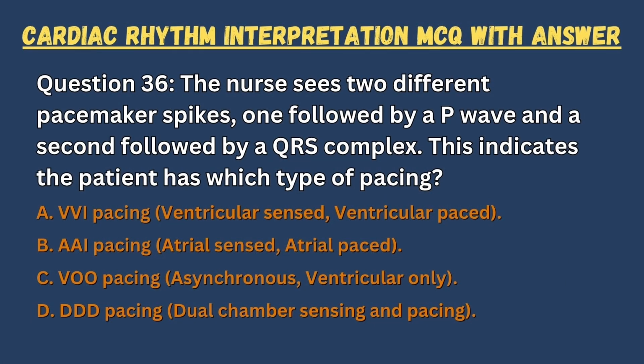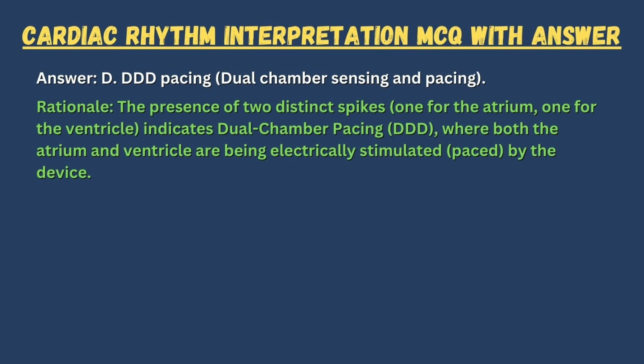Question 36. The nurse sees two different pacemaker spikes, one followed by a P wave and a second followed by a QRS complex. This indicates the patient has which type of pacing? A. VVI pacing, ventricular sensed, ventricular paced. B. AAI pacing, atrial sensed, atrial paced. C. VOO pacing, asynchronous, ventricular only. D. DDD pacing, dual chamber sensing and pacing. Answer: D. DDD pacing, dual chamber sensing and pacing.